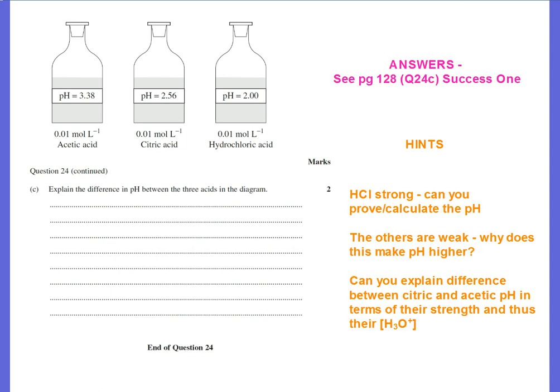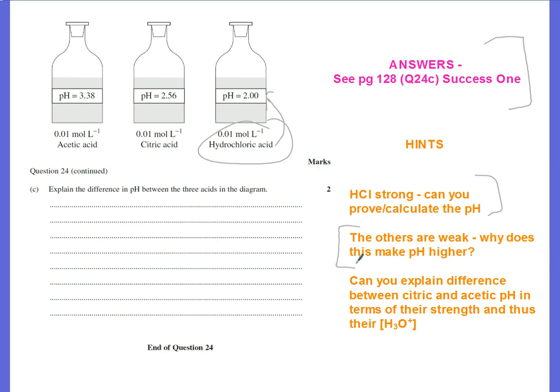Alright, let's have a look at the answers. If you want to check your answer, if you think you got it, page 128 of Success 1, it's question 24C. We'll give you some advice. If you're stuck though and want to have some advice before you move on, first of all, don't forget hydrochloric acid is strong. So can you calculate the pH of hydrochloric acid, or can you confirm the pH is 2 for that particular acid? For the other acids, they're both weak.